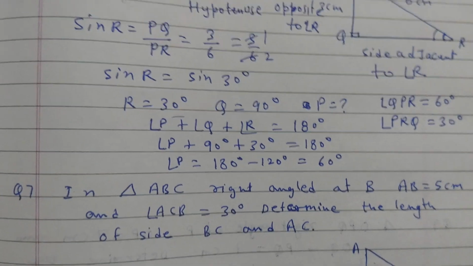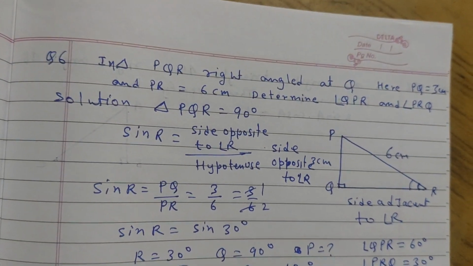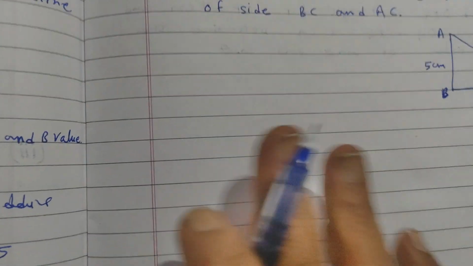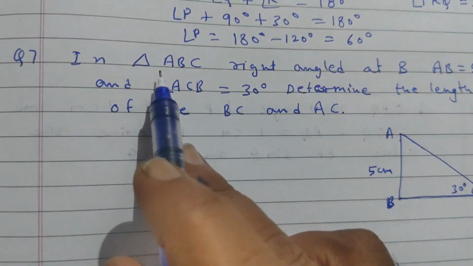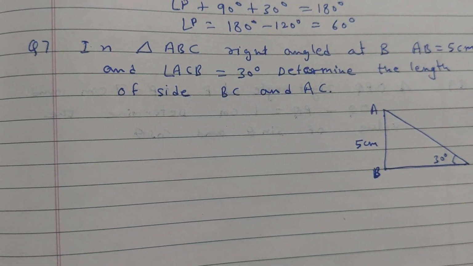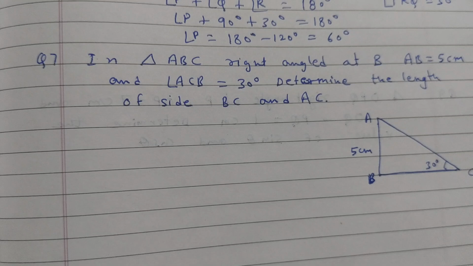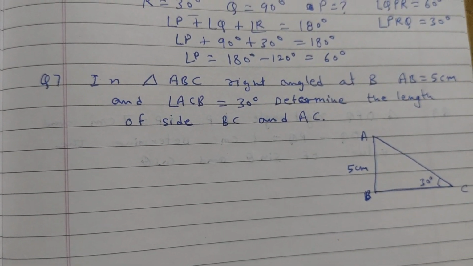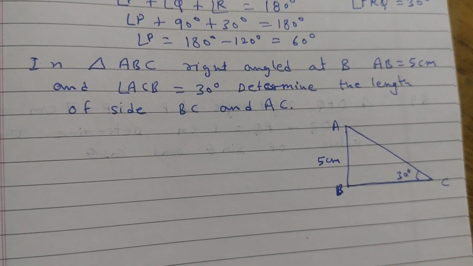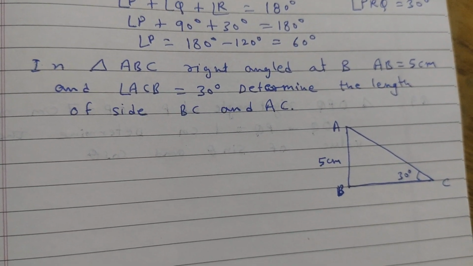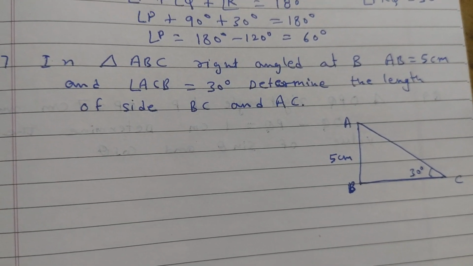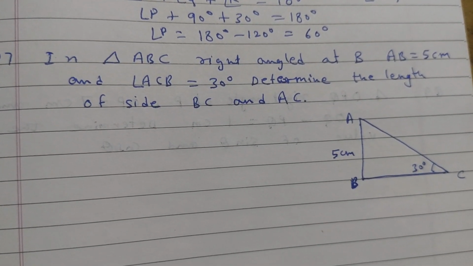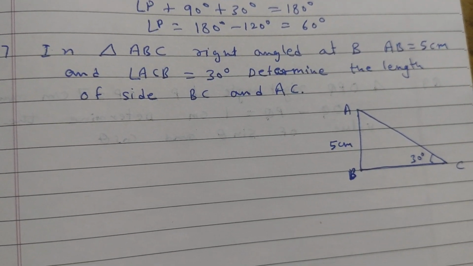Here, question number 6 we understood easily and solved. Question number 7 we will see. In ABC right angle triangle, here in a triangle ABC right angle triangle at B, AB is 5 centimeter and angle ACB is 30 degree. Determine length of side BC and AC.